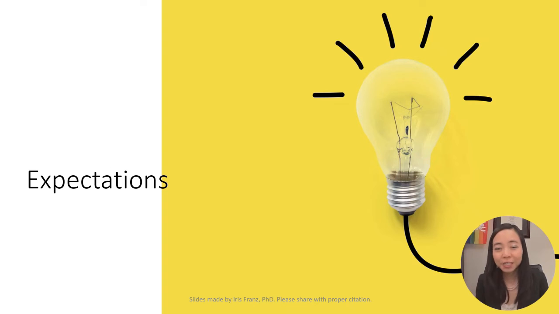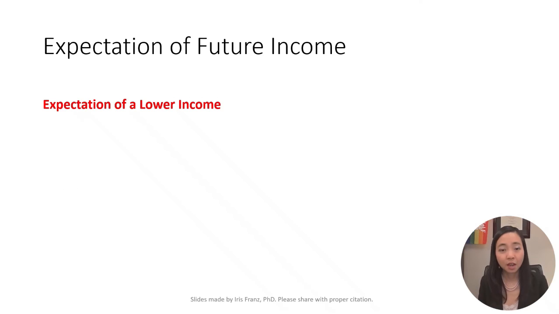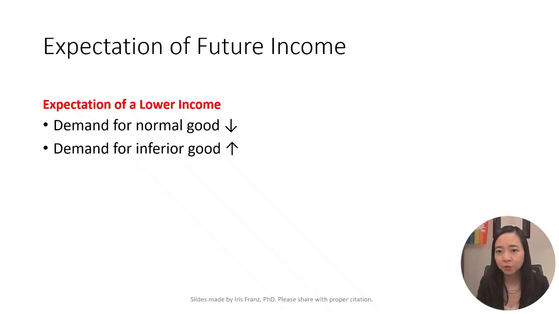Finally, let's explore how expectations about future income and future prices can shift the demand curve. What would you do if you feared the economy was about to crash and you might lose your job? Even though you're still employed, you might start cutting back and saving for tougher times ahead. As a result, your demand for normal goods, like dining out or buying brand name products, will likely decrease. At the same time, your demand for inferior goods, like instant noodles or store-brand items, might increase. This change in behavior, based on expectations about future income, causes the demand curve to adjust accordingly.